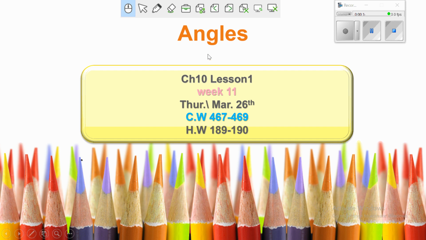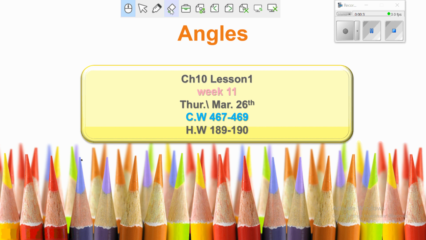About angles. We already put it in our shapes when we studied in grade 2, the 2D shapes and 3D shapes. In 2D shapes, we studied the angles, that the angle is the area between two sides.